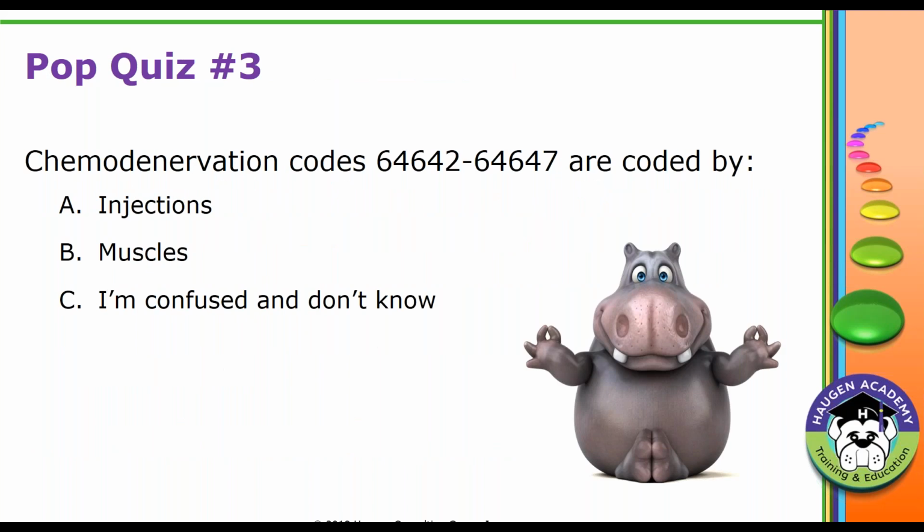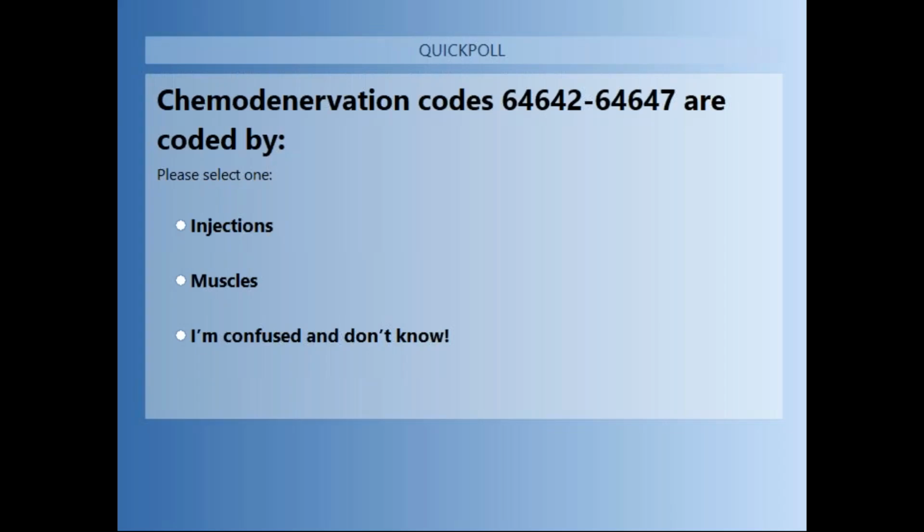And this is our final pop quiz. Okay, on your screen, here's our question. Chemodenervation codes 64642 to 64647 are coded by injections, muscles, or I'm confused and I don't know.